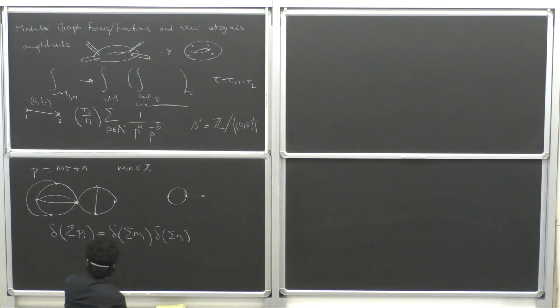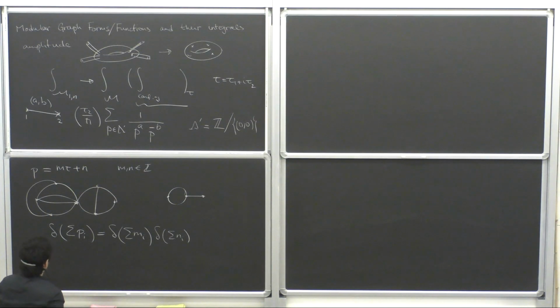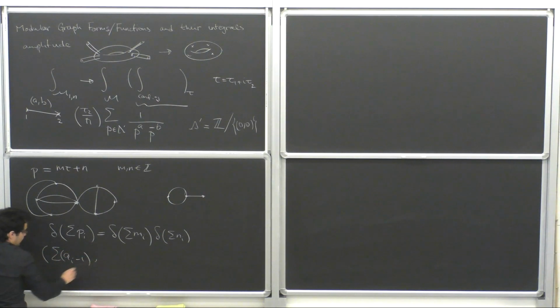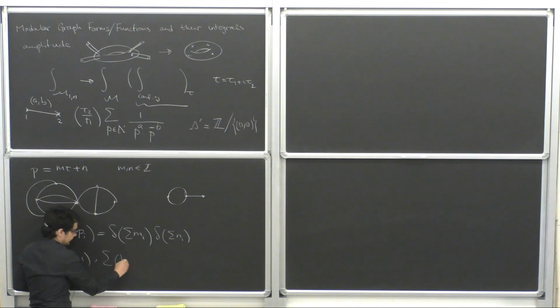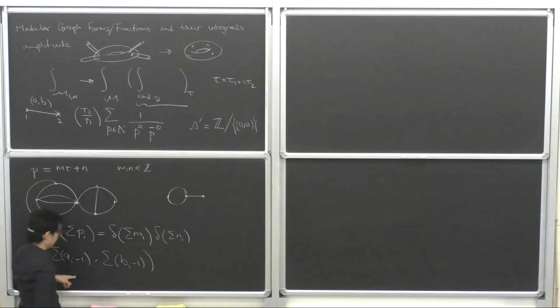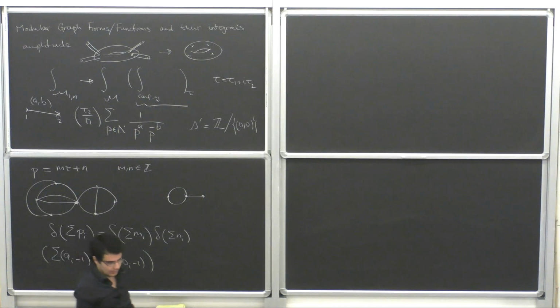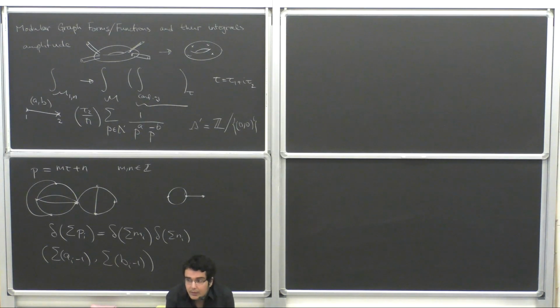Since they are modular forms, they have holomorphic and anti-holomorphic weights. The holomorphic weight would be the sum of a_i minus 1, and the anti-holomorphic weight would be the sum of b_i minus 1, in the form that I wrote there. If there's no question, let's go to some examples.